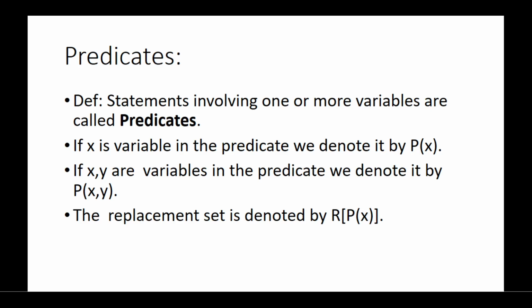If x is a variable, then it is denoted by p of x. If x and y are variables, the predicate we denote it by p of x comma y, q of x comma y, r of x comma y. The replacement set of the predicate p of x is denoted by r of p of x.